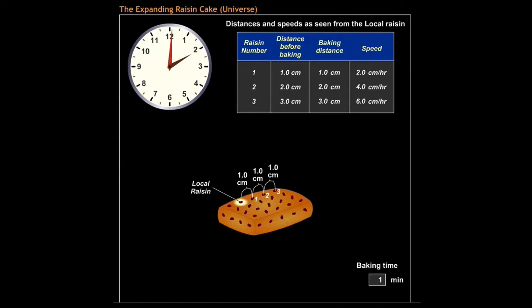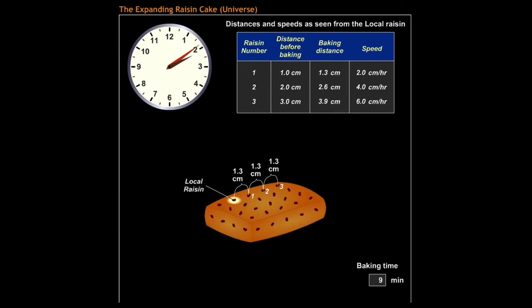This animation will illustrate the raisin cake analogy to our expanding universe. The local raisin represents our local group of galaxies, and other raisins represent more distant galaxies. Before baking, the raisins have been carefully placed so that they are all 1 centimeter apart from one another. We now watch the cake expand for 1 hour.